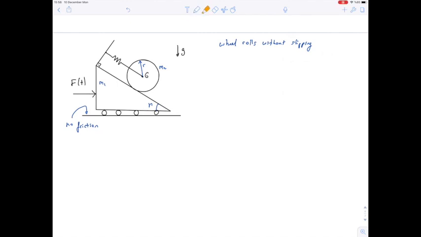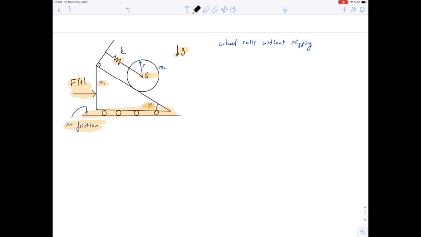Okay, let's look at another problem. Here we have an inclined plane with inclination angle gamma and mass m1. And here the thing is, it's not fixed. So it can move on a floor without friction, and it's under the influence of a force F of t. And on top of this inclined plane, we've got this wheel under the influence of gravity again, and then there is a spring here with K, okay?